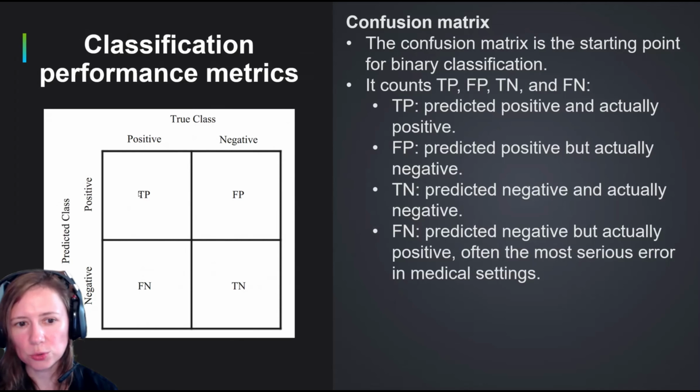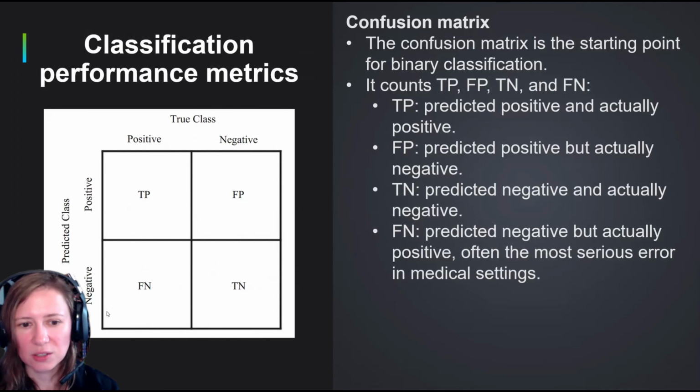True positives mean that the model predicted a positive value, predicted 1, when the true value is 1. True negative means the model predicted 0 or control when the true value was actually negative or control. So those are the correct predictions.